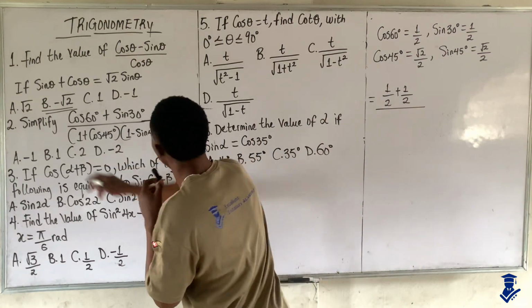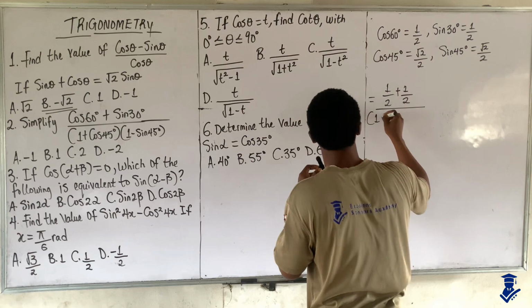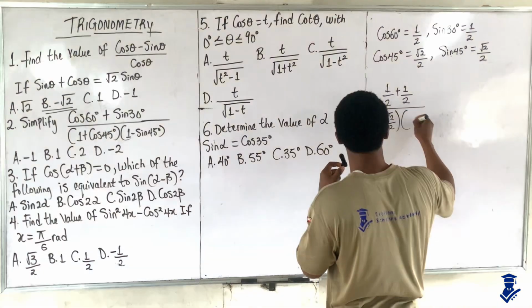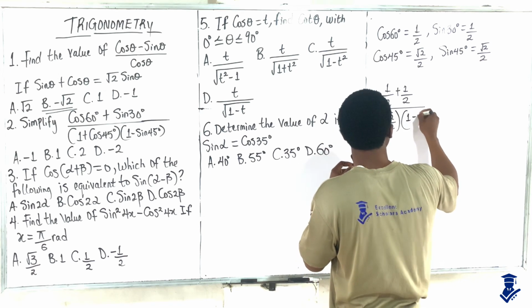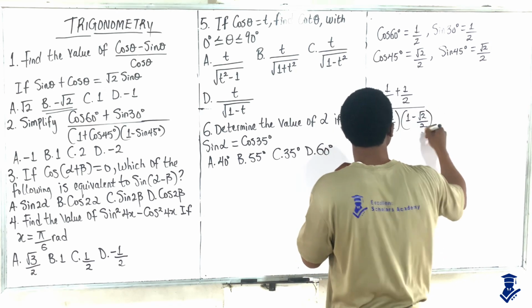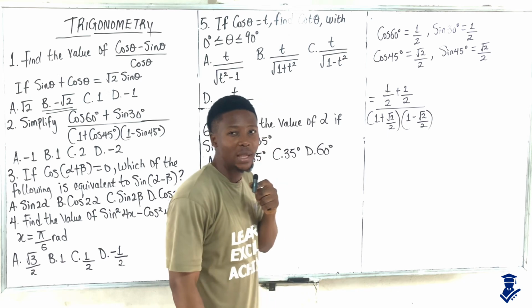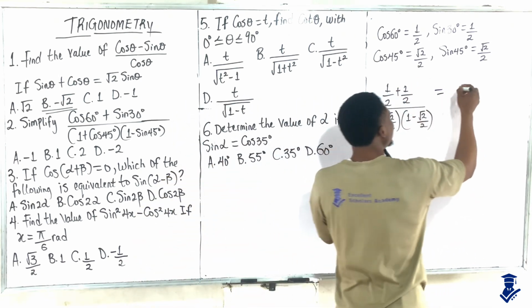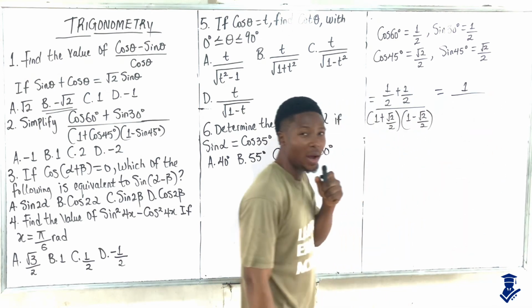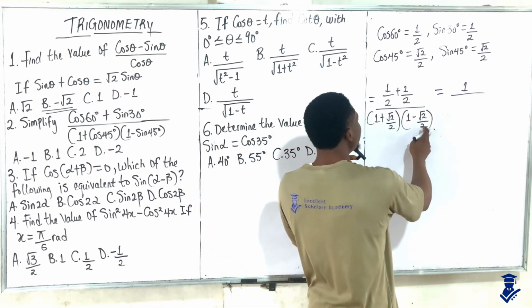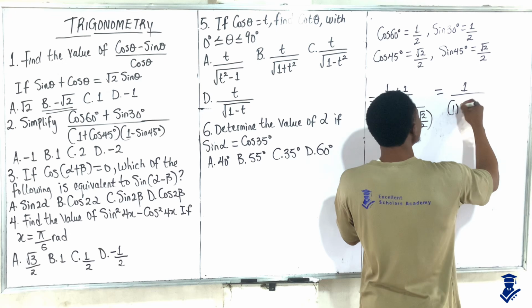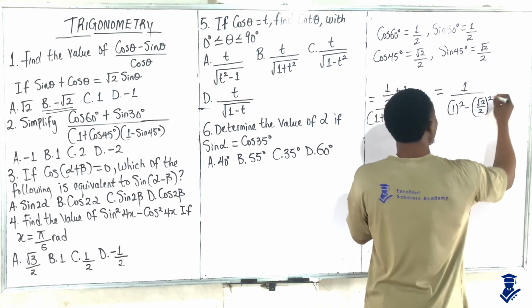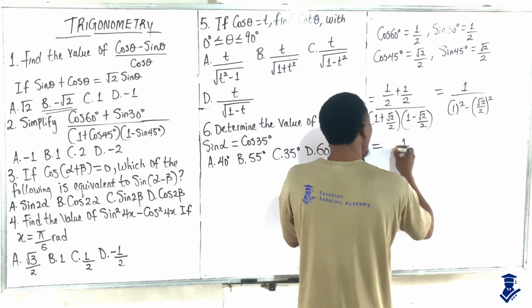Now, we have into bracket what? 1 plus what? Root 2 over 2. Close the bracket, multiply by another bracket. What? 1 minus root 2 over 2. All right? That's what we have. So this becomes what? Now, half plus half gives us what? 1 over. Now, of course, these are difference of two squares. So you have what? 1 squared minus root 2 over 2 all squared. So this is going to be equal to 1 over.